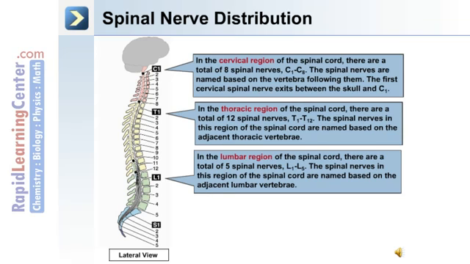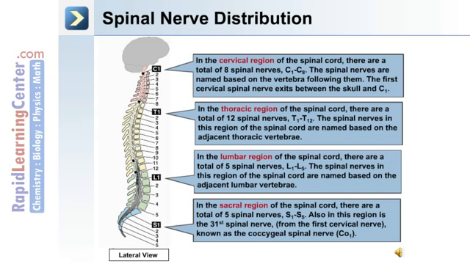In the lumbar region, there are 5 spinal nerves, and they're named based on the adjacent lumbar vertebrae. In the sacral region of the spinal cord, there are 5 spinal nerves, S1 to S5, and also the 31st spinal nerve, the coccygeal spinal nerve.